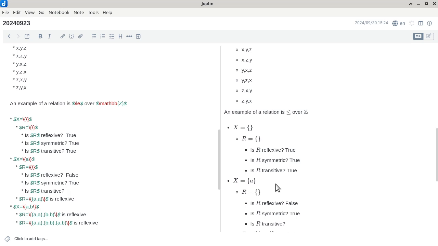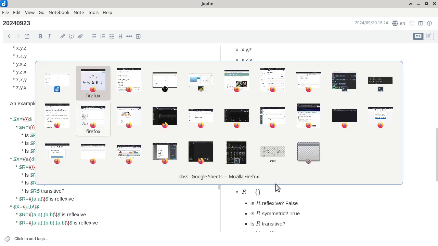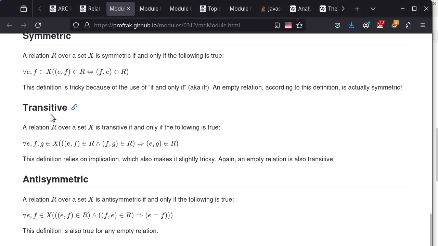So let's take a look at how it is defined. I'm going to switch back to the notes here. And transitivity is defined like this. And this time we do have one single element in X, right? So that means the only iteration of a triple nested loop is when E, F, G are all A's, because that's the only element that we have in X. Is that okay? So by the time we evaluate the expression, E, F, and G are all element A. So we are really asking, is AA in R and AA in R imply AA in R?